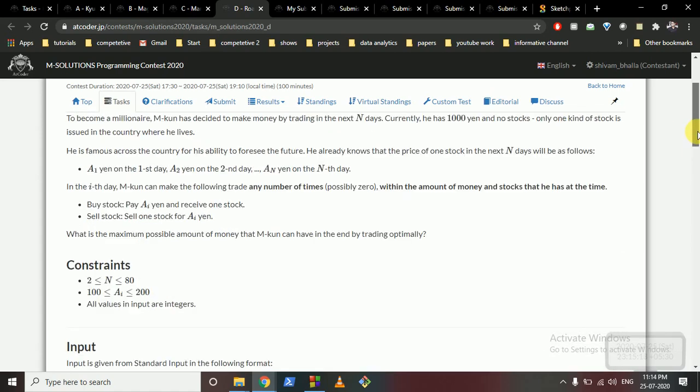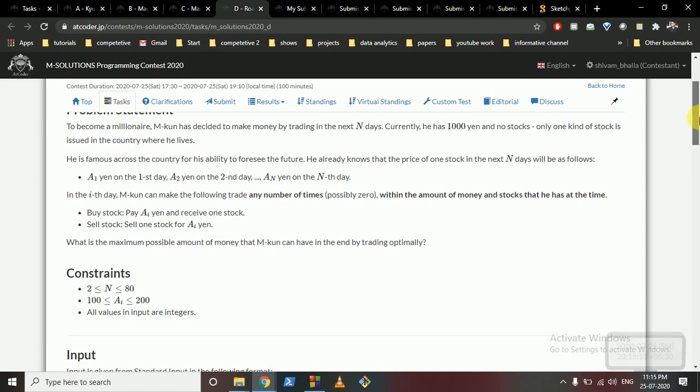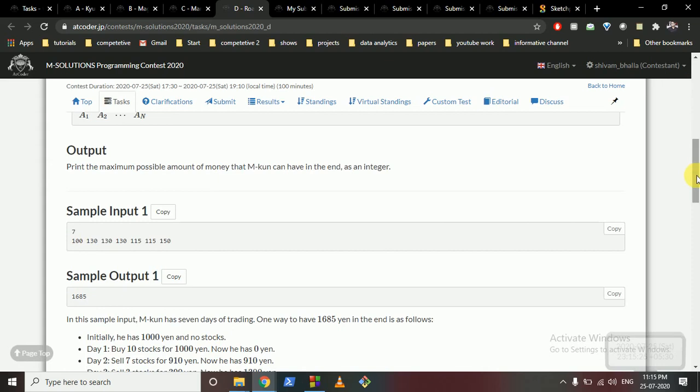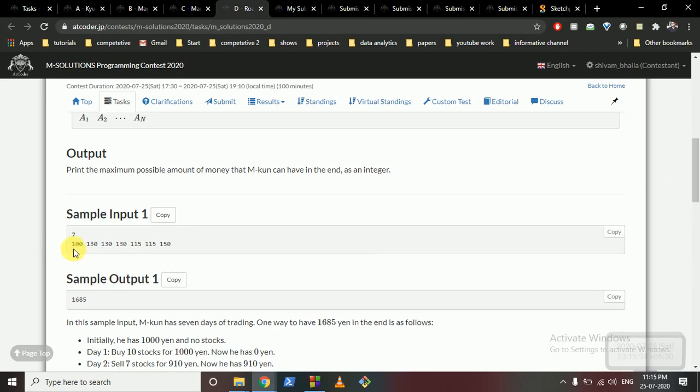So you are given the stock price of a single stock on the stock market of a particular company. It costs 100 rupees on the first day and 130 on the second day. So what you can easily do here is, let's assume that you have 1000 rupees or 1000 yen. If each stock price is 100 rupees, you can buy 10 stocks. If you buy 10 stocks and on the next day the stock price becomes 130, and you sell all 10 stocks at 130, then the total amount you get is 10 multiplied by 130, so 1300. So initially on the first day you have 1000 rupees, and on the next day you have 1300 rupees.